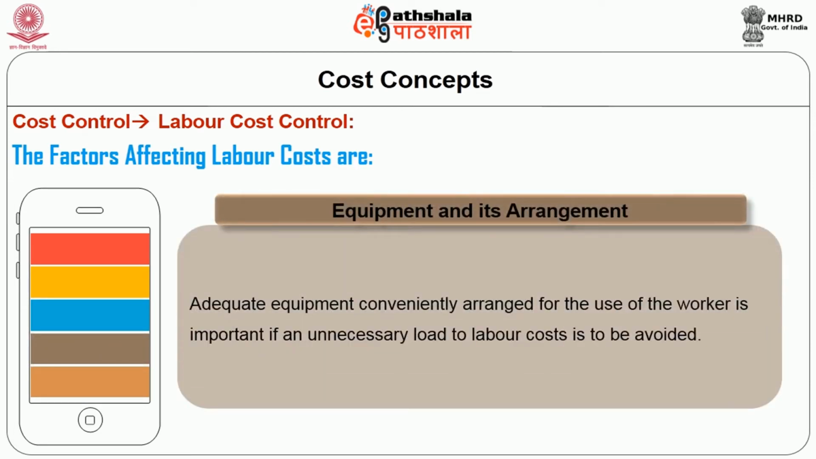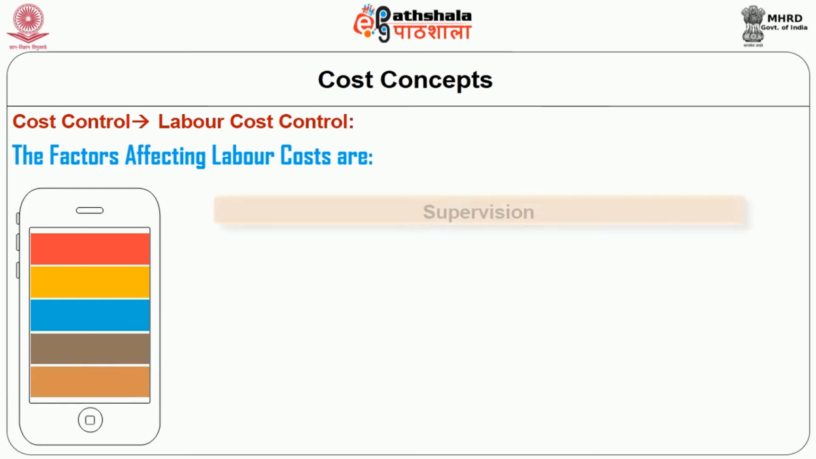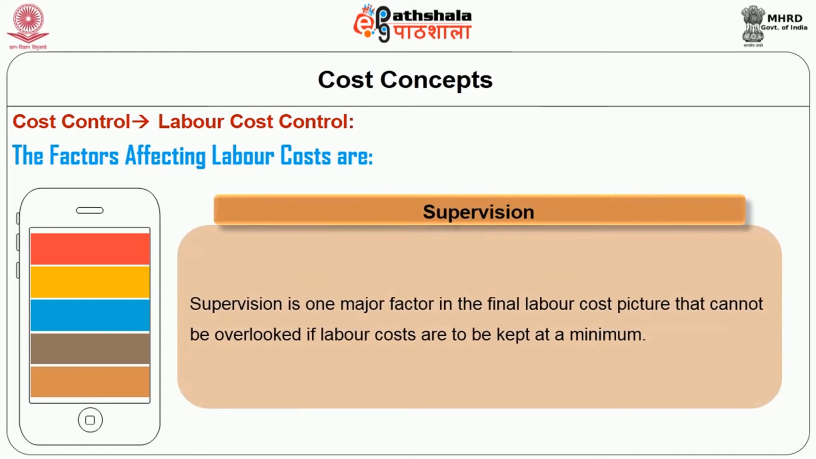Equipment and its arrangement. Adequate equipment conveniently arranged for the use of the worker is important if an unnecessary load to labor cost is to be avoided. Supervision. Supervision is one major factor in the final labor cost picture that cannot be overlooked if labor costs are to be kept at a minimum.